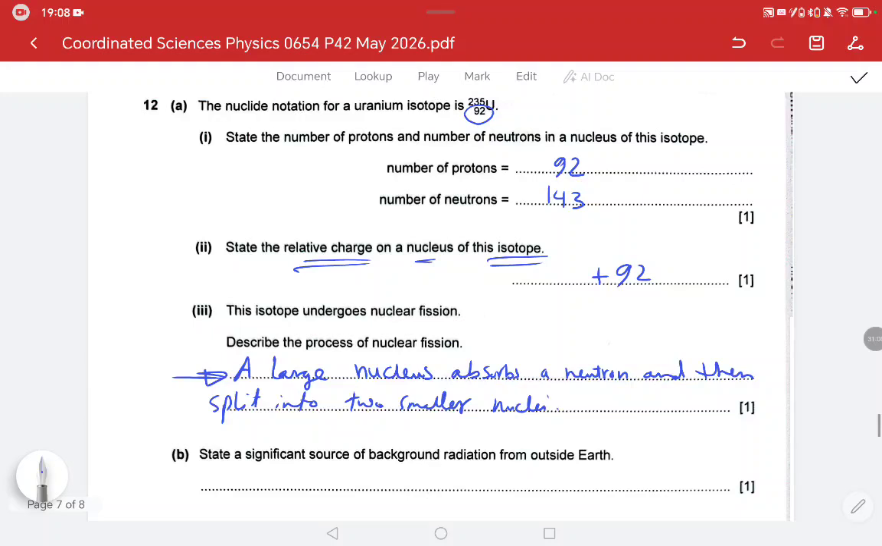Then state a significant source of background radiation from outside the Earth. Take care here, we are talking about the outside. We're not talking about inside the Earth, because if you talk about inside, we may talk about the medical applications, the nuclear industry, and all of this stuff. But from outside, mainly we are talking about cosmic rays. This is what comes from the sun, from stars, or from anywhere outside in space.